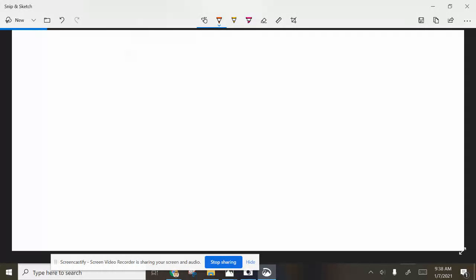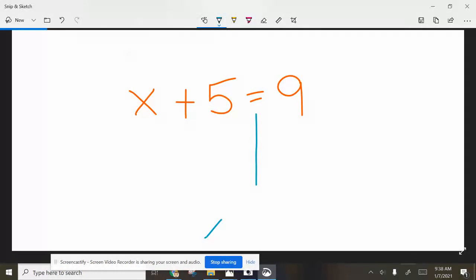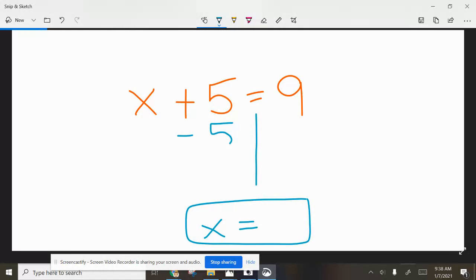So this is what I'm going to do. I'm going to preview what next week looks like. So if it's x plus 5 equals, we'll say 9. All right? Now, this is last semester, and this is very basic. Remember what you were supposed to do? If you want to get x all alone, you are supposed to get rid of this positive 5. How do we get rid of it? We subtract 5. This cancels out, and this would be 4. So our final answer would be x equals 4.